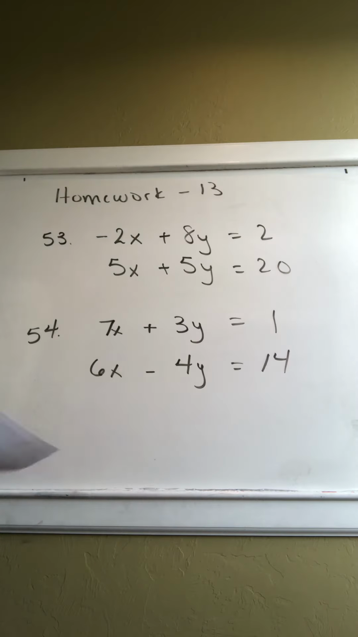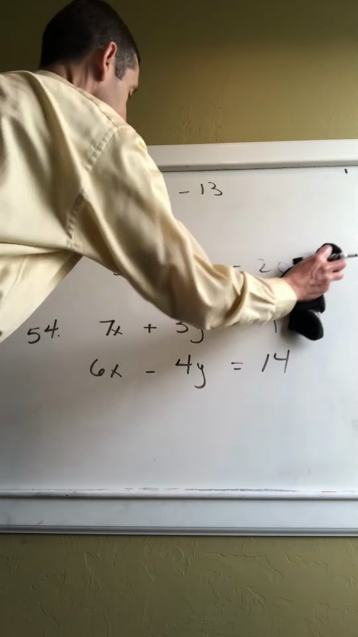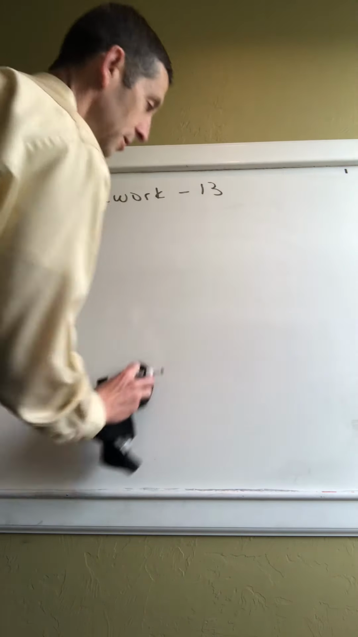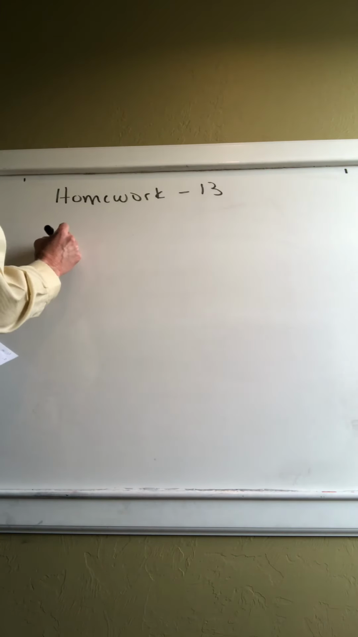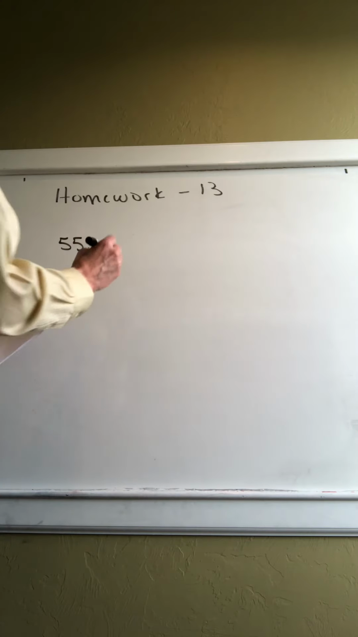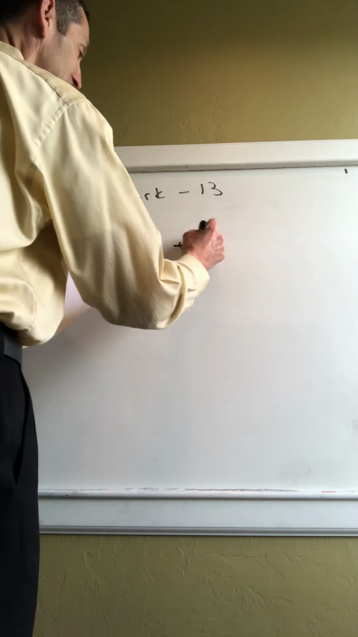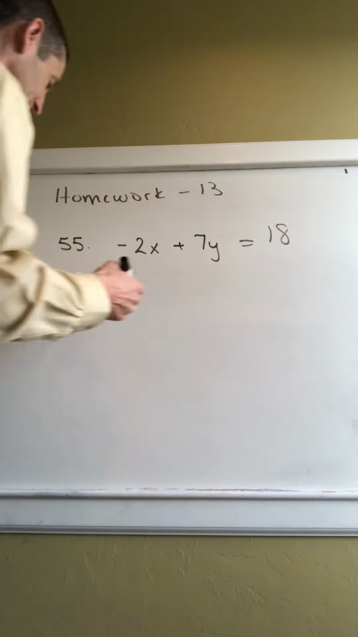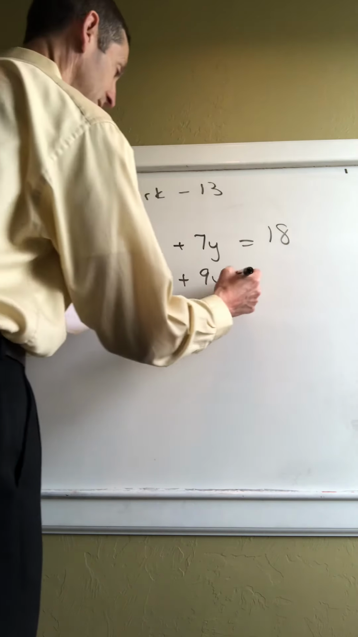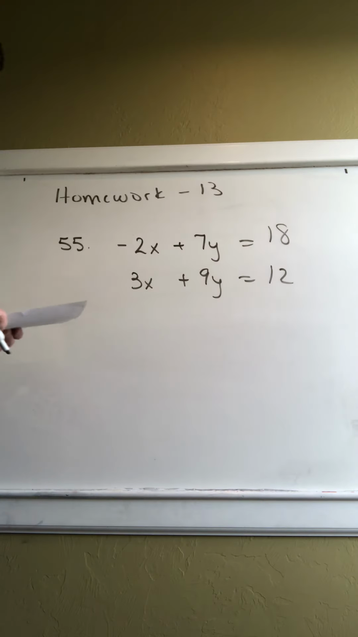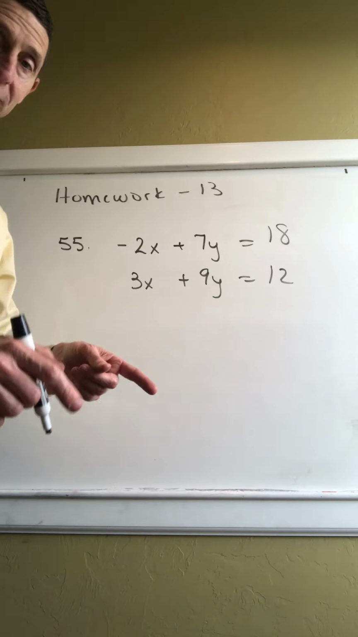Still got one more question. So this is 53, 54. And then let's do the last one. Let's get 55 up there. All right. The last question. Oh my. Here we go. Negative 2x plus 7y equals 18. 3x plus 9y equals 12. Awesome stuff. All right. Solving by elimination.